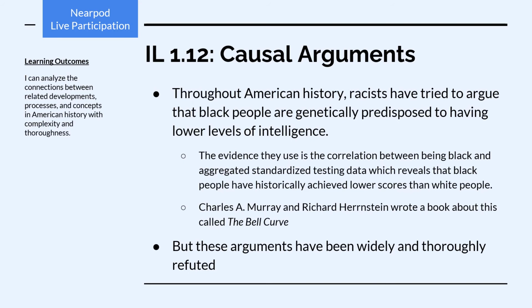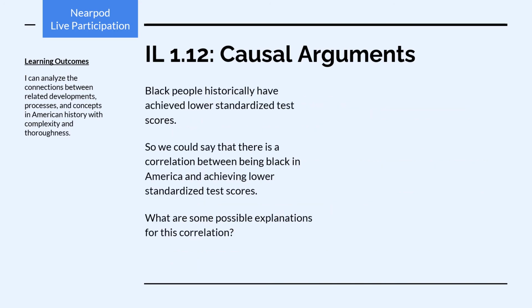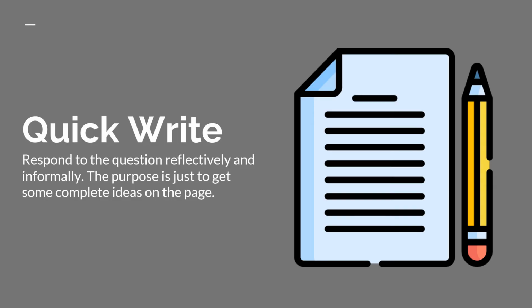However, the argument that blackness has some inherent qualities that make black people less intelligent has been thoroughly refuted many times throughout history. The reason why this argument has been refuted is because there are many more explanations for this correlation that actually have a lot more logical merit to them. So what do you think? What are some possible explanations for the correlation between being black in America and achieving lower standardized test scores? Write your thoughts in the next open-ended response.